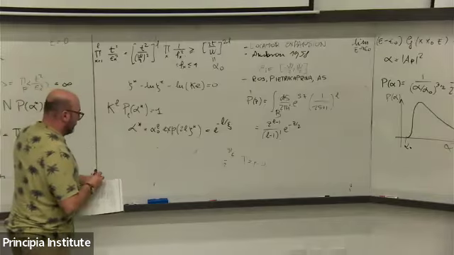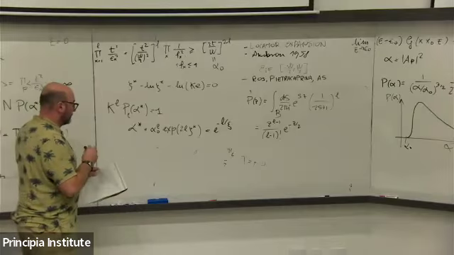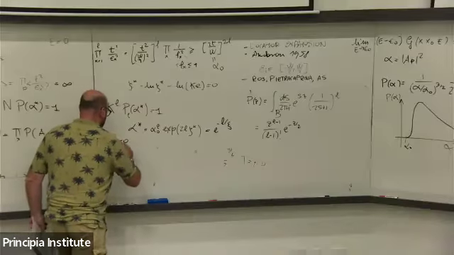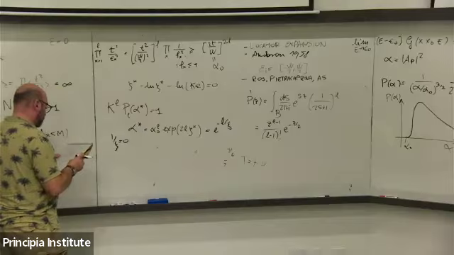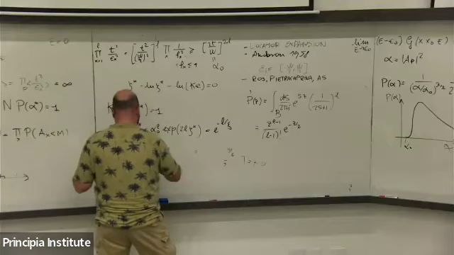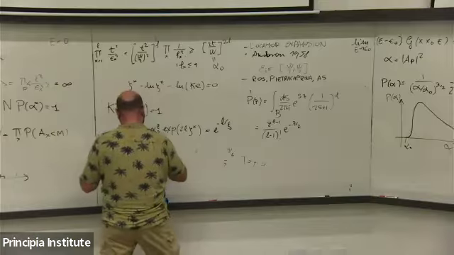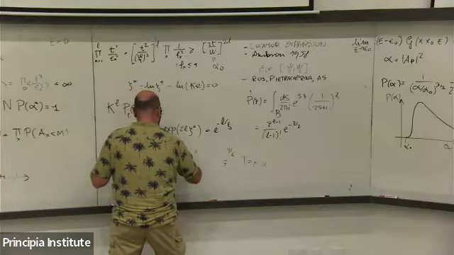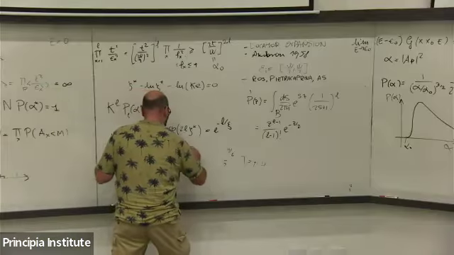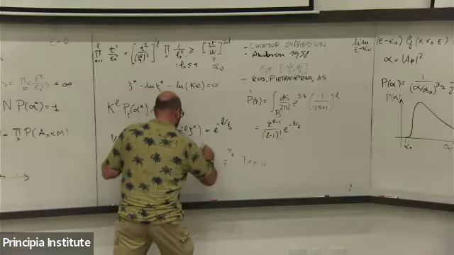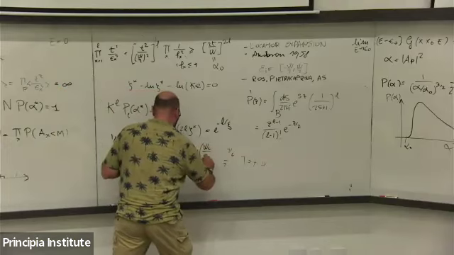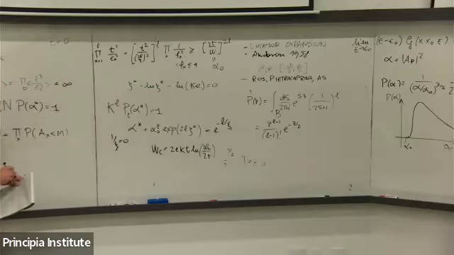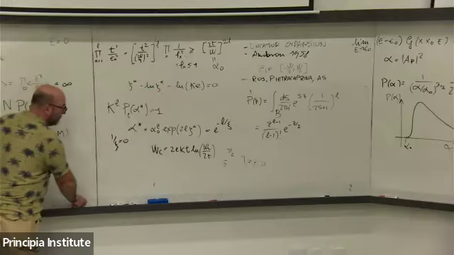Again, left to do as an exercise, you set 1 over xi equals 0, and you find the transition. The transition in terms of W, if you put everything back together, is W_C equal to 2 e K T log W_C divided by 2T. And that's it.